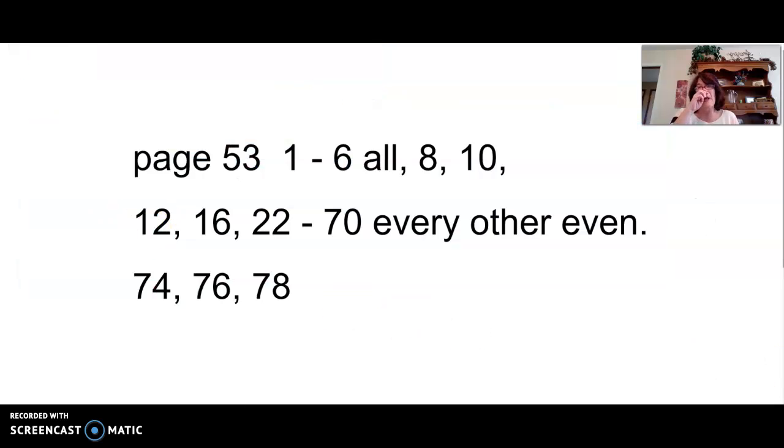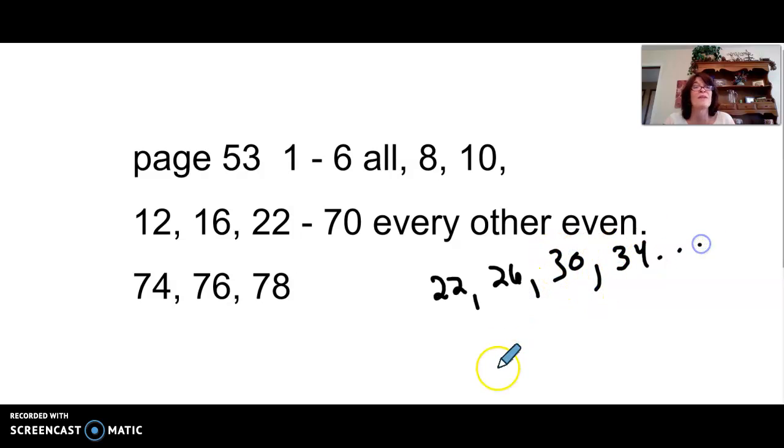Here's your homework. Page 53, you all have your books now? Yes. I don't have to run off all that stuff anymore. 1 to 6, I'd like you to try all those, 8 and 10, and then every other even. Well, 12, 16, and then every other even. So 22, skip 24, 26, skip 28, 30, skip 32, 34. You know how to do every other even probably. And then these 3.